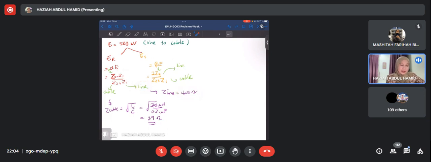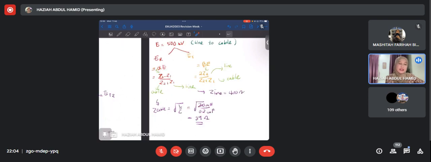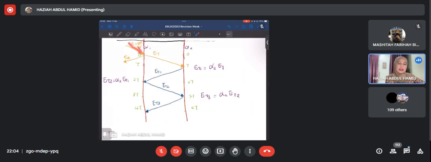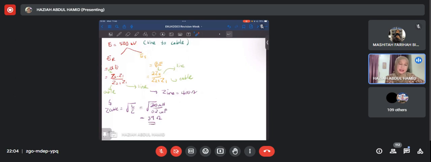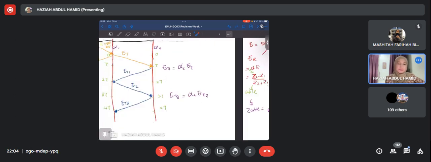Cable kena determine dulu based on the component yang dia bagi, 300 microhenry dengan 0.2 microfarad. You dapat the Z impedance of the cable. Masuk dalam this formula you dapat. Same thing masuk dekat sini juga. Okay, so for the first voltage yang travel dekat sini, one reflected and the other one transmitted masuk dalam cable. Okay, yang transmitted ni, inilah you kena calculate what is the transmitted voltage.